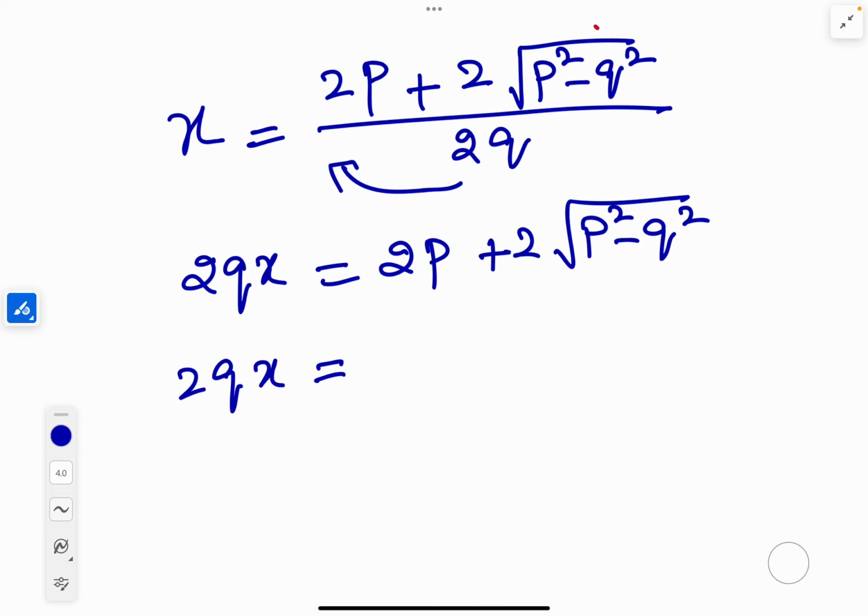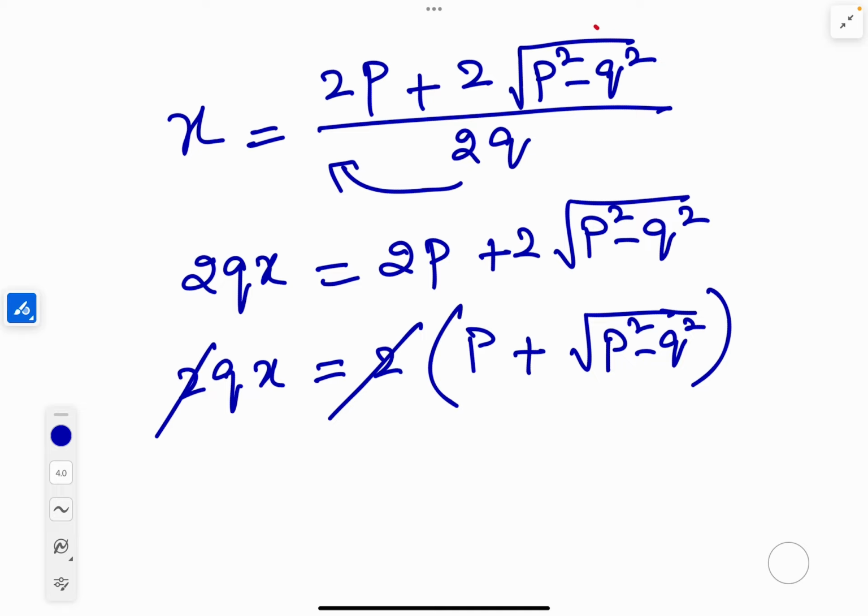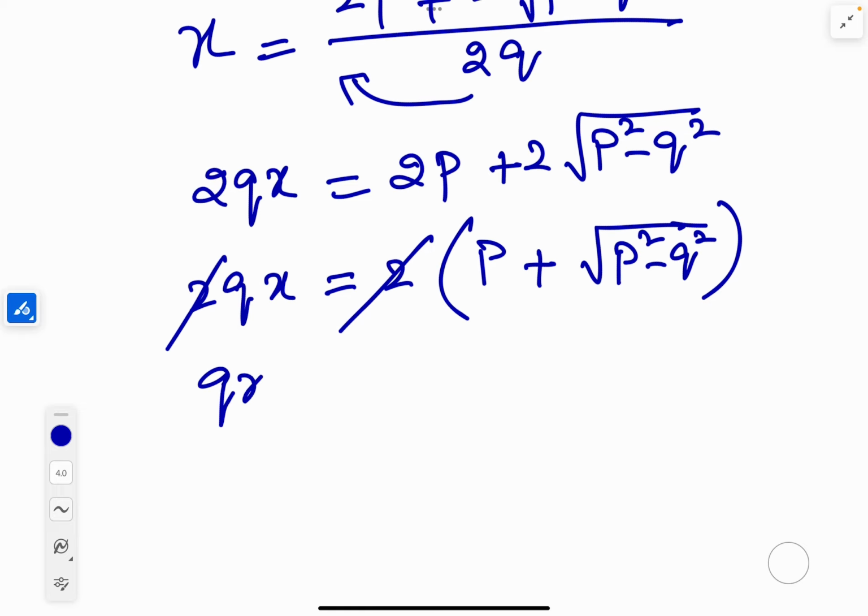2qx is equal to, we can take 2 common over here, okay. So what will we be left with? We are left with p plus square root of p square minus q square. Now this 2 will get cancelled, okay. Qx, this plus p, if I transpose this side, we will get minus p is equal to square root of p square minus q square.